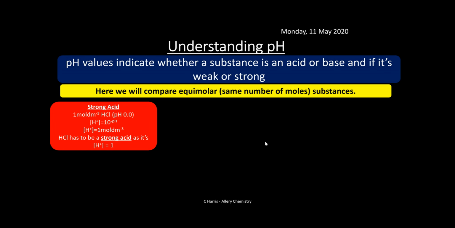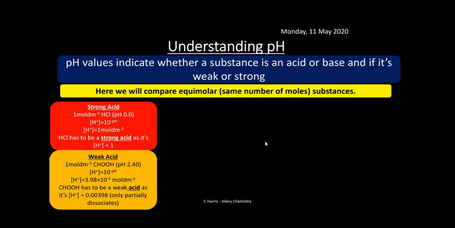Okay, so let's have a look at a strong acid. We're going to use 1 molar of hydrochloric acid, so a pH of 0. If we use H plus equals 10 to the minus pH, the concentration of H plus is 1 mole per dm cubed. HCl has to be a strong acid as its concentration of H plus is 1. Okay, very, very important. That's how we can identify if it is a strong acid.